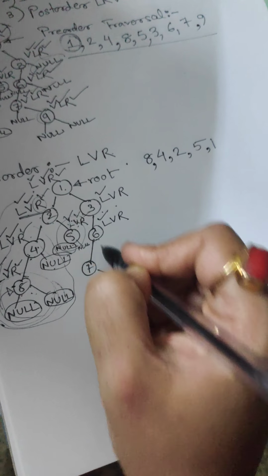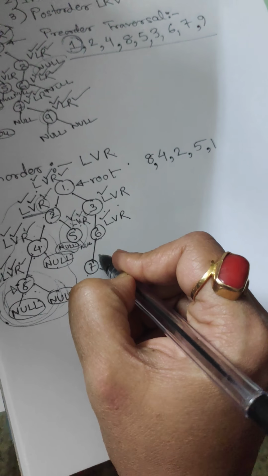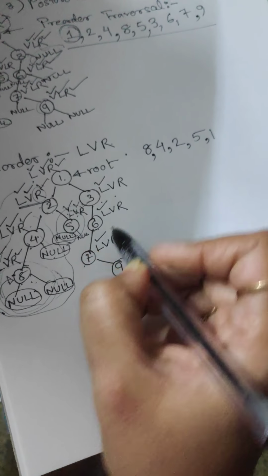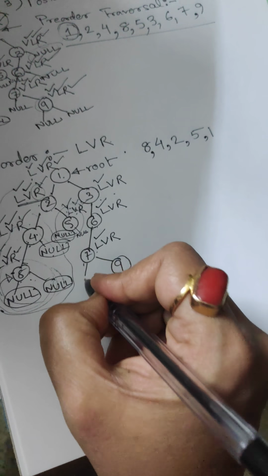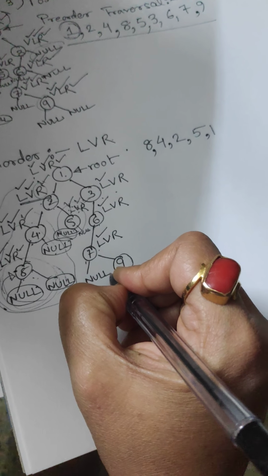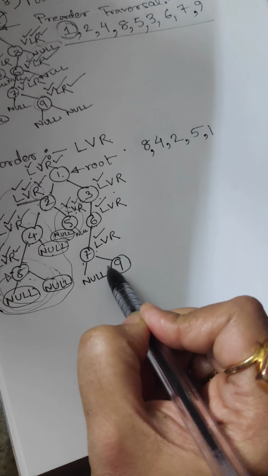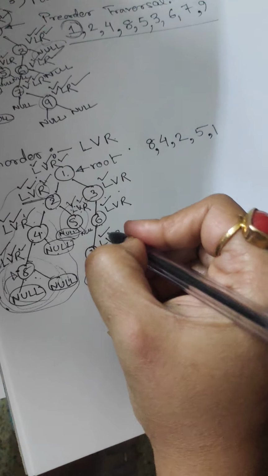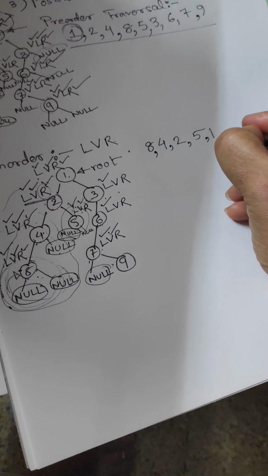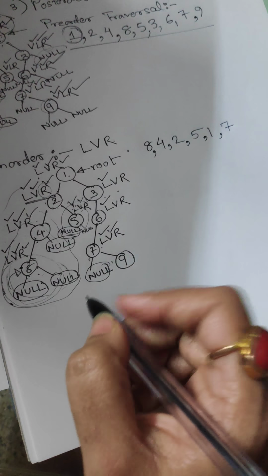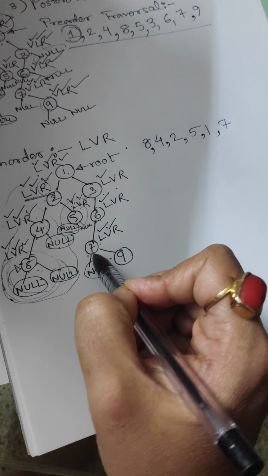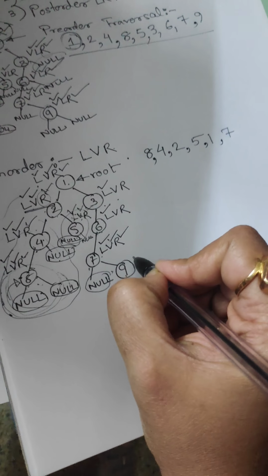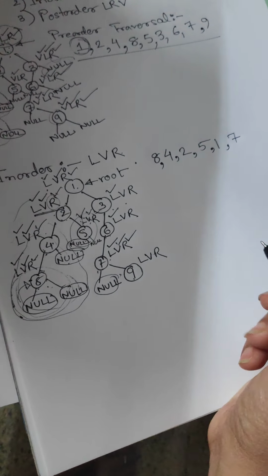L of 6 is 7. Again you apply LVR on 7. L, left side of 7. Left side of 7 is null. So once you get left side of 7 is null, you go back to 7 and you visit it. So that means you display the value of 7. After displaying the value of 7, you come to the right hand side of 7. That is 9, and apply LVR on 9.